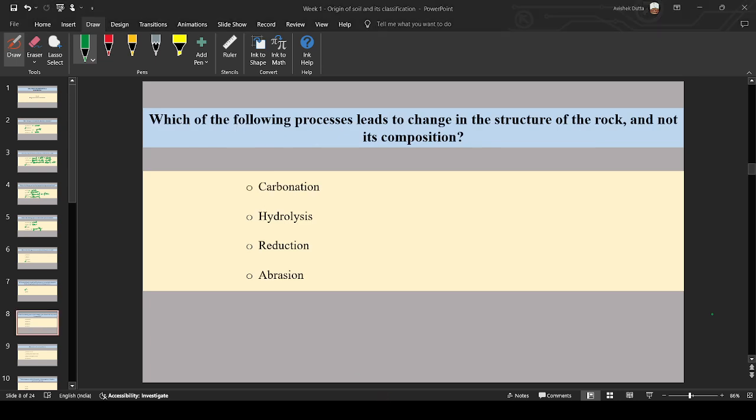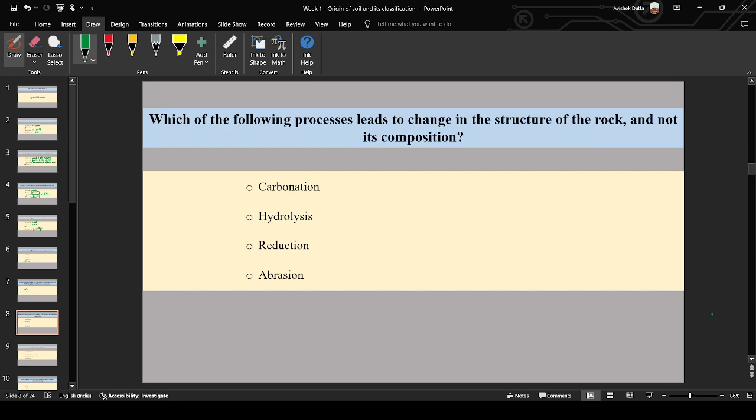Which of the following processes may lead to change in the structure of the rock and not its composition? Change in structure means only change in the physical structure of the rock, and composition means chemical composition. So anything that might alter the physical structure of the rock and not the chemical composition. So chemical change or chemical action will not be there.